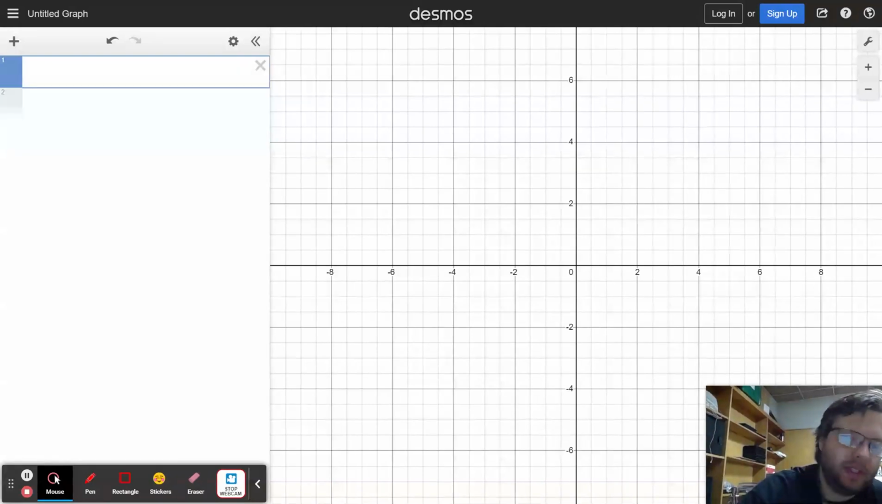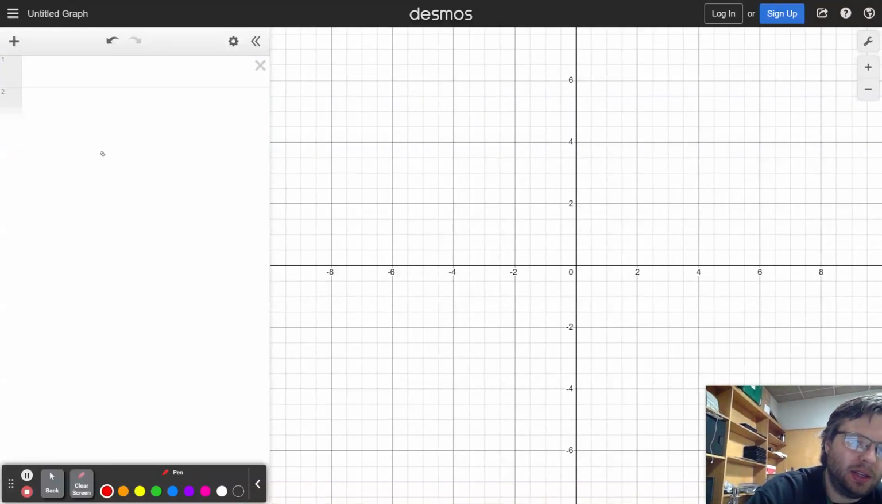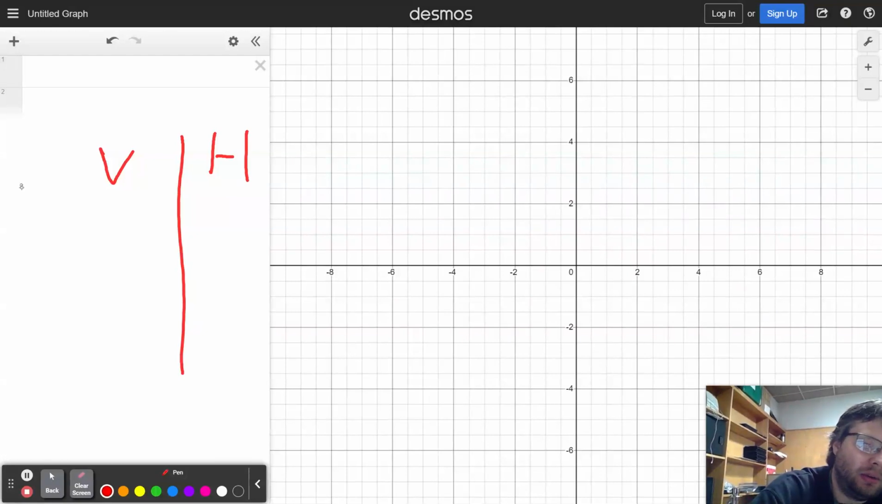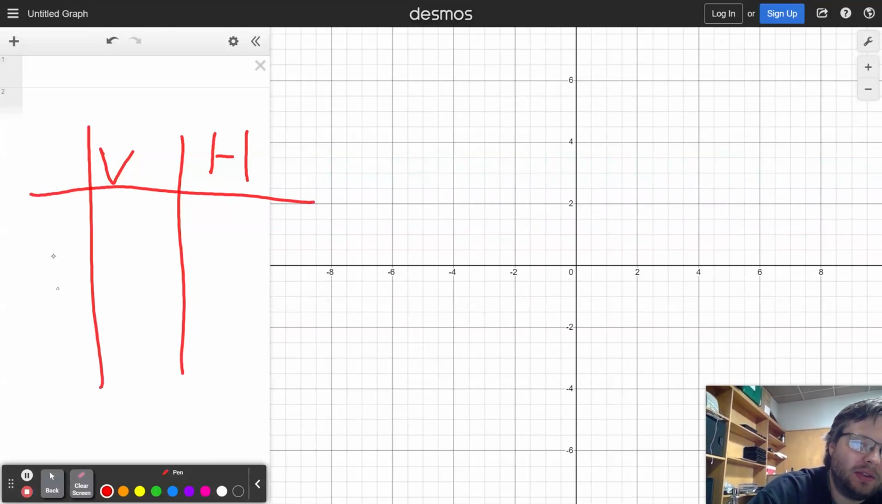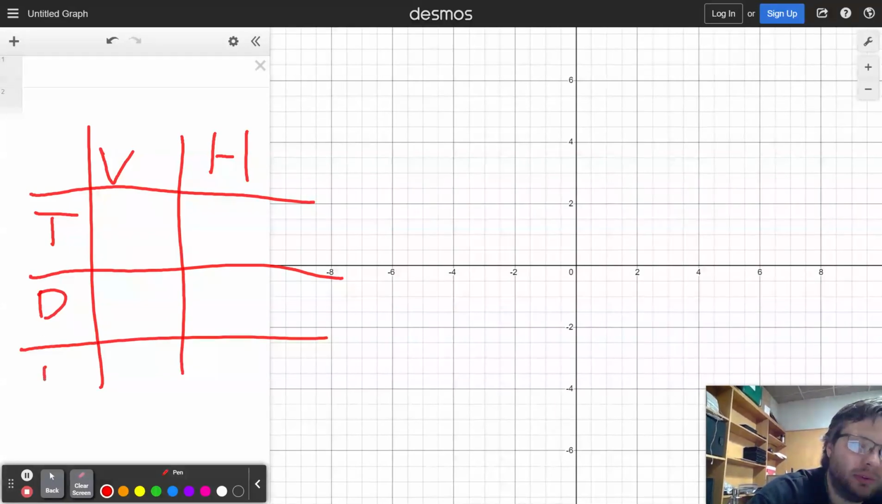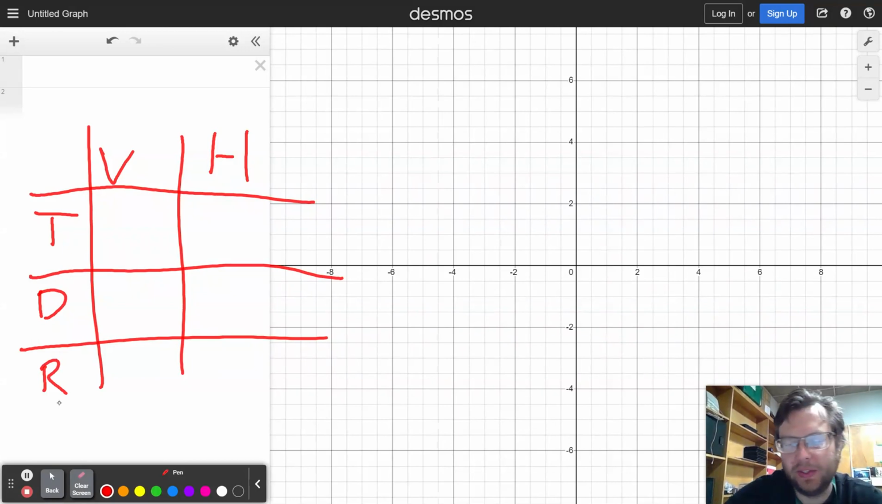And so this is a nice little table that you can make to add to your notes. That we have vertical movements and we have horizontal movements. And we have translations where we're sliding things, dilations where we're stretching things, and then reflections. And we're going to add to the reflections in this video.